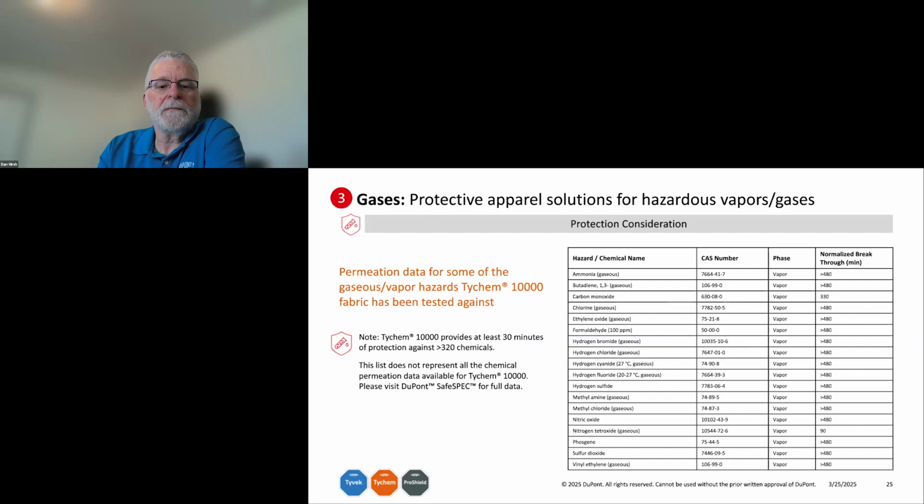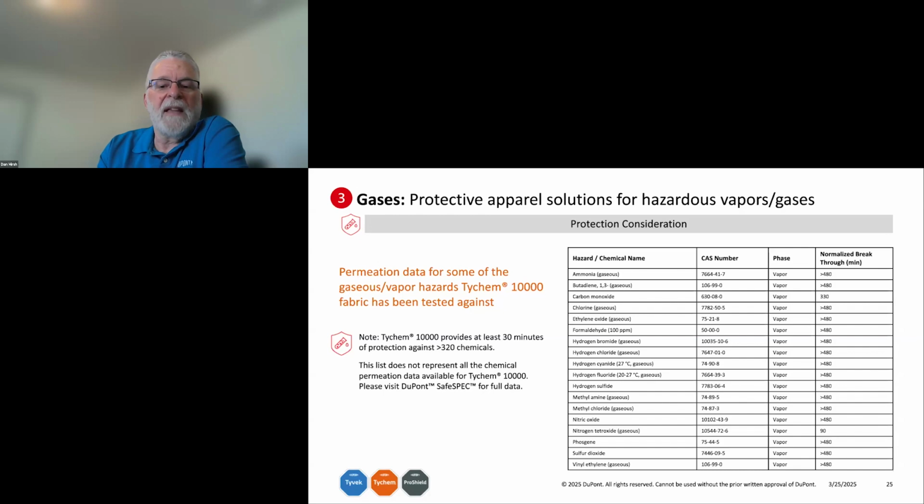Next slide, please. So again, this is some of the information that you're going to find as far as permeation goes. Same type of thing. This is just a snippet of some of the chemicals that we've tested Tychem 10,000 to. There are a much wider range of test data out there. But again, to reinforce what Matt was saying, this chart has not only the chemical name, but the CAS number. If you're not familiar with it, that's the Chemical Abstracts Service number, and every chemical has a unique number. And you can search on SafeSpec either by chemical name or CAS number.